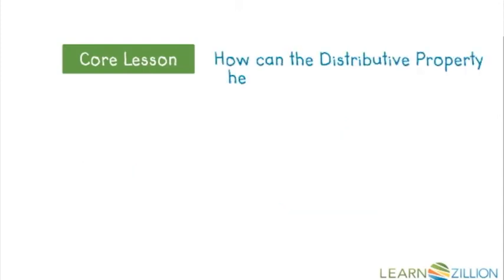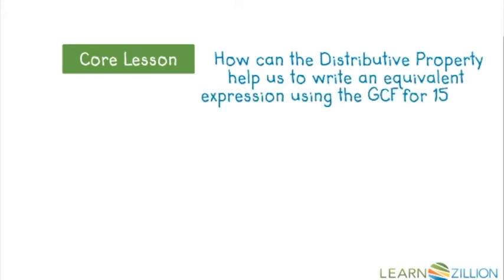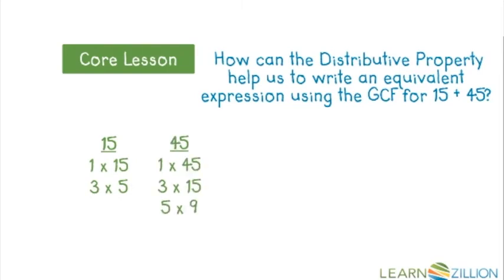Let's try a different example. How can the distributive property help us to write an expression using the greatest common factor for 15 plus 45? Well, let's list the factors of 15. And we're going to list the factors of 45 as well. We're going to find the one that they have in common, the greatest common factor actually, and that will give us a hint as to what's going to be our first factor when we rewrite an equivalent expression.